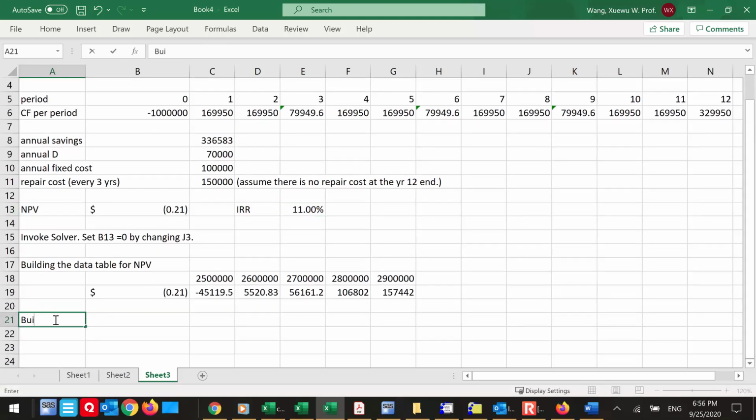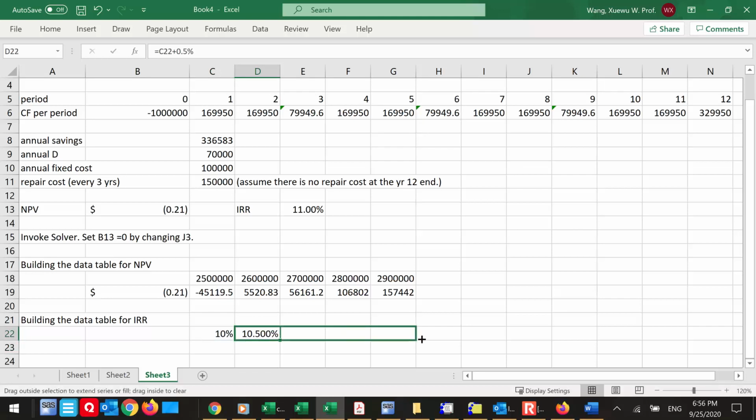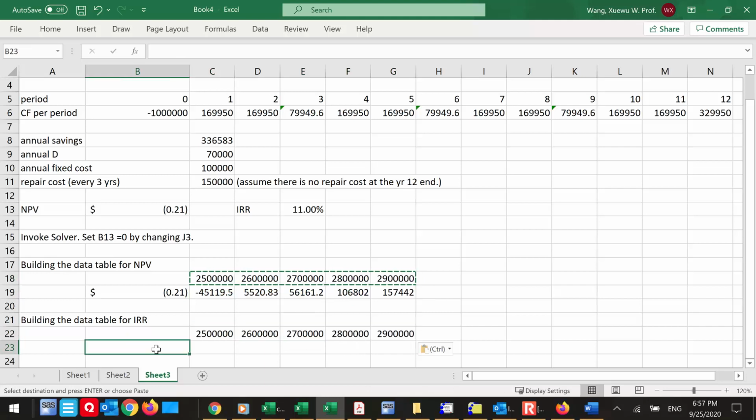So I can build the data table for IRR. I'm going to look at IRR of, let's say, how about we look at 10%? This is just for illustration. In the real world, you would have to decide what is a good range for, for instance, the different discount rates. Whoops, I think I messed up here. I should look at number of cans, which is what we're trying to build. So these are the number of cans, and I'm doing the IRR here.